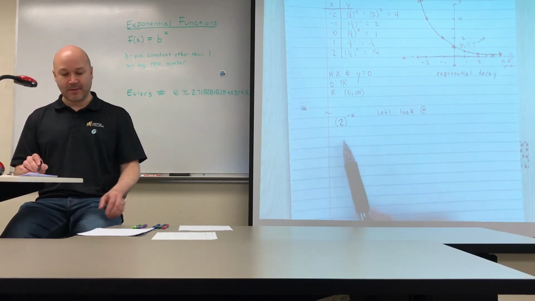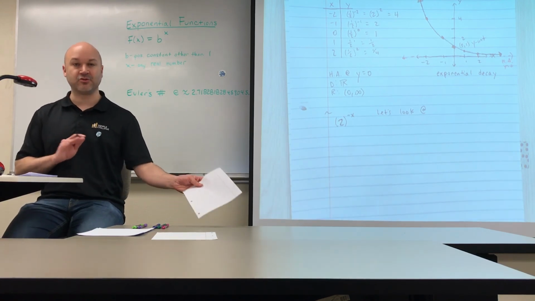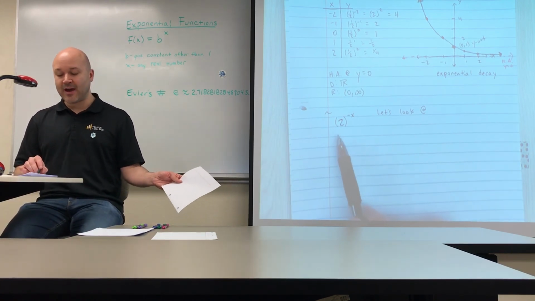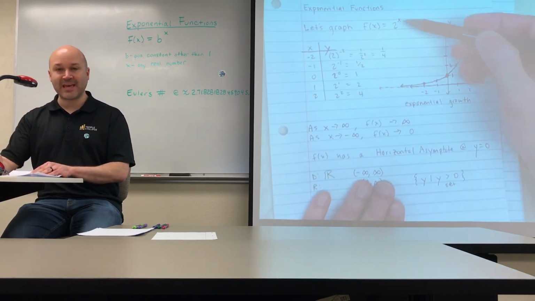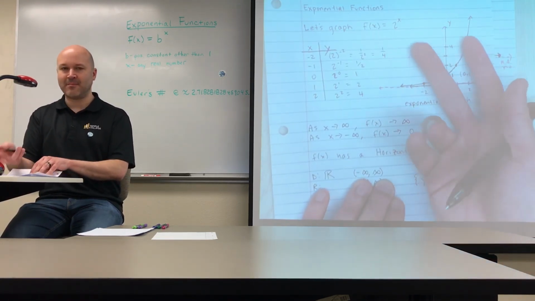So I claim, by transformation rules, if I wanted to graph 2 to the negative x power, I would simply take my 2 to the x graph and reflect it about the y-axis.